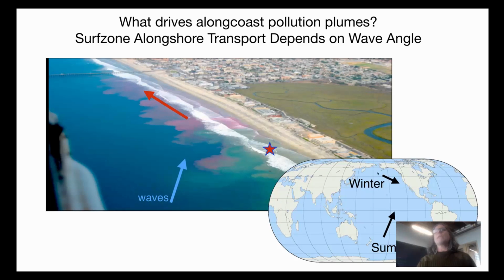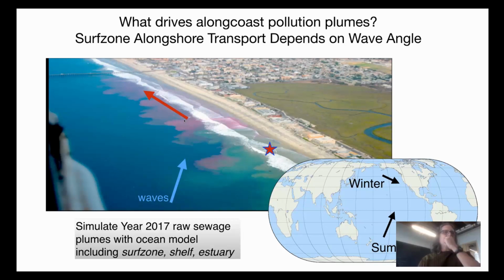In the wintertime, of course, those swells come from the northwest, and so the currents preferentially go to the south. Although you can have south swells during the winter and northwest swells during the summer, it's just which is more prevalent. Okay, so what we do is we simulate the year 2017, the raw sewage plumes, with an ocean model that includes, and this is the novel thing, the surf zone, the shelf, the region out here, and it includes the estuaries and the San Diego Bay as well.